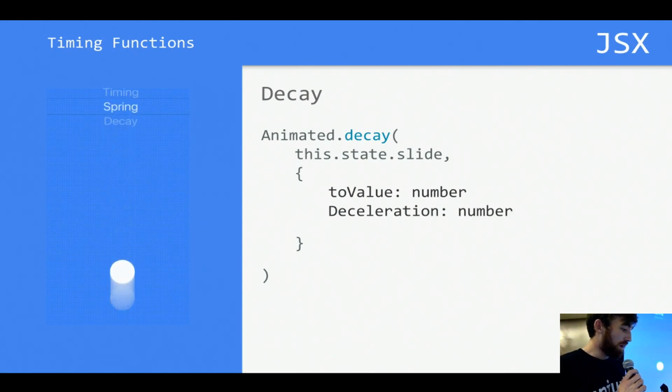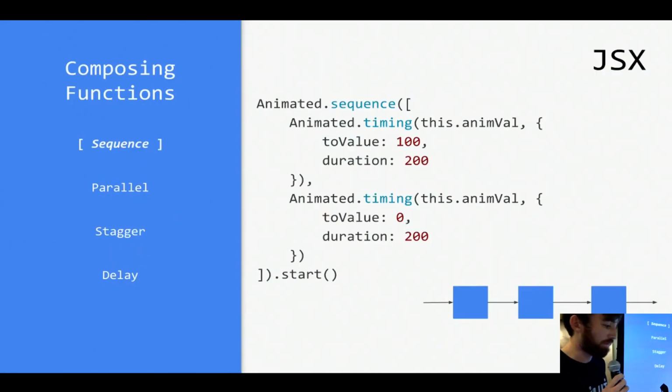Those are timing functions. With those timing functions, we can compose these kind of like logic gates for the animations. So first up, we have sequence. This is super straightforward. Its one parameter is an array of those timing functions. So we're going to go to 100, then we're going to go back to 0. It's going to do that first timing animation, and when that's completely done, 200 milliseconds, then it's going to do the next one.